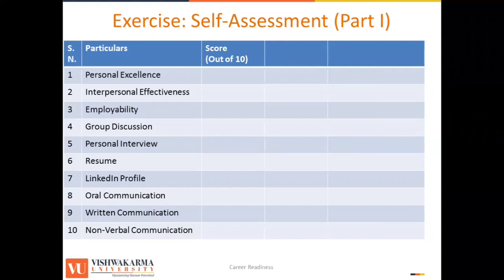Presuming that you're done, I'll proceed to the next slide. If you have missed any of these points, in case you have joined late, you can certainly complete this exercise at the end as well.